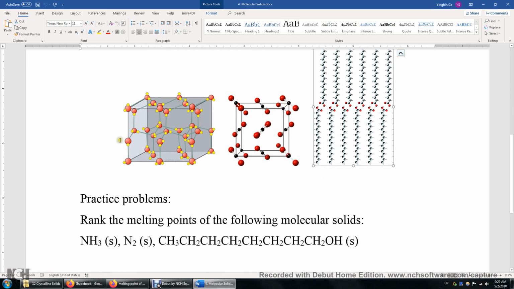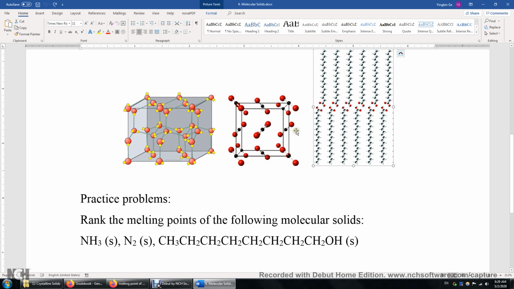This is water. This is one unit cell of water. So you can see water molecules form a hydrogen bond. Over here, the green stick is a hydrogen bond between two neighboring water molecules, and between these two there's another hydrogen bond.